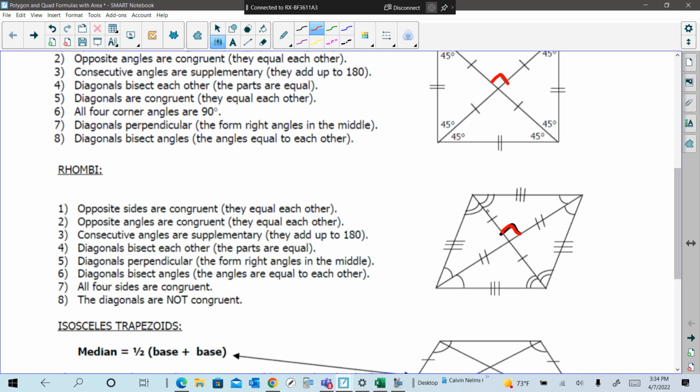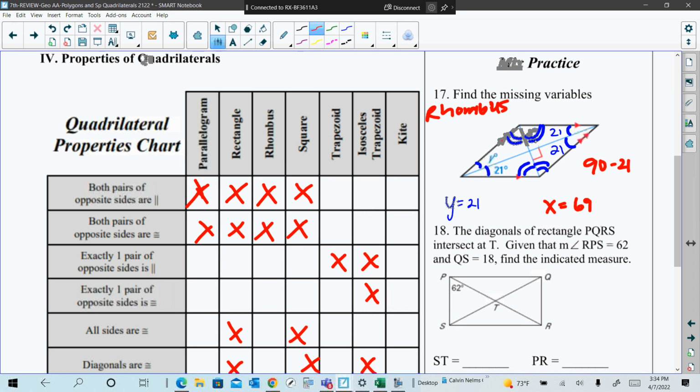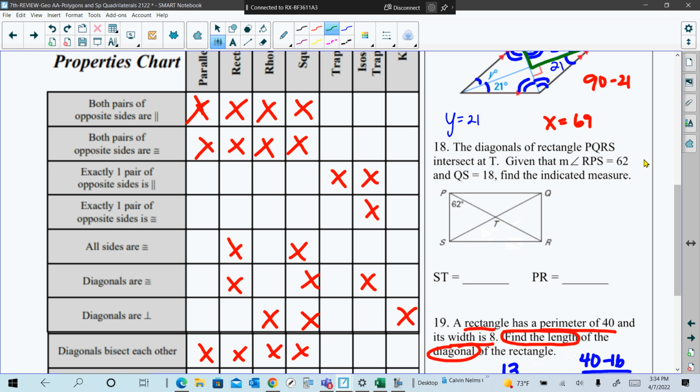So what I did was duplicate these markings, the arcs, because we had a 53 and a segment, part of the diagonal. I duplicated my markings dealing with the angles, and I knew that anything that had the same marking was going to be congruent. Since I had a single arc here at 21, that means y is 21. There's 21 over here, 21 right here. Then to find my missing x, I use the right triangle that exists in the rhombus and just did 90 minus 21.